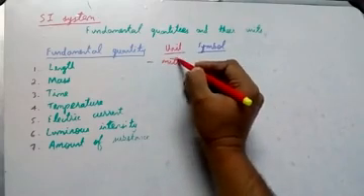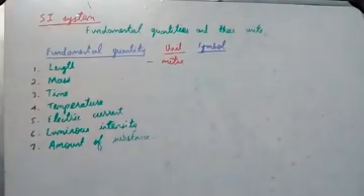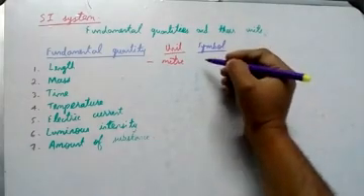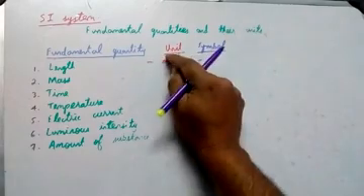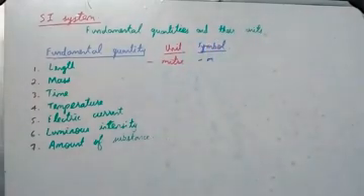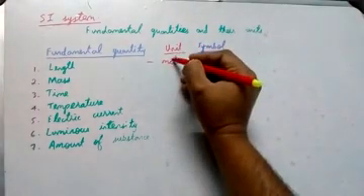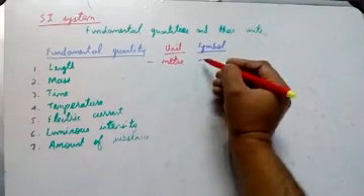Then what is the symbol of meter? Very simple. Just write the first letter, M. This is metre, spelled METRE, and the symbol is M.